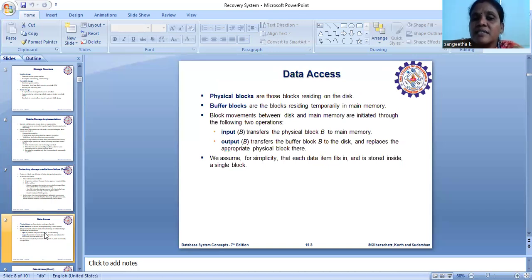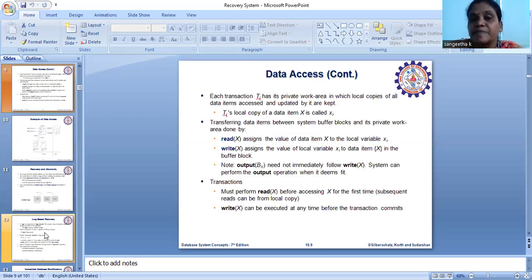Data access may involve both physical blocks and buffer blocks. Physical blocks are those residing on the disk, and buffer blocks are those residing temporarily in main memory. Block movements are carried out between disk storage and main memory through two operations, input and output. Input transfers the physical block to main memory, and output transfers the buffer block from main memory to the disk. Likewise, the data store access by a transaction will take place.